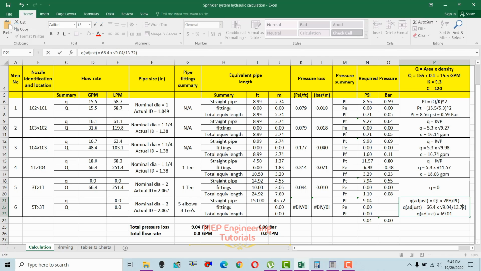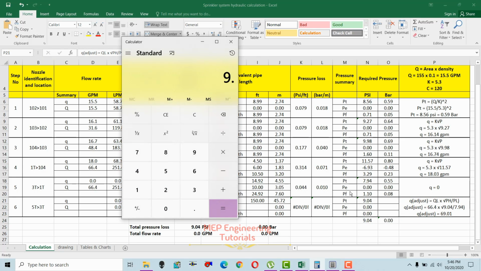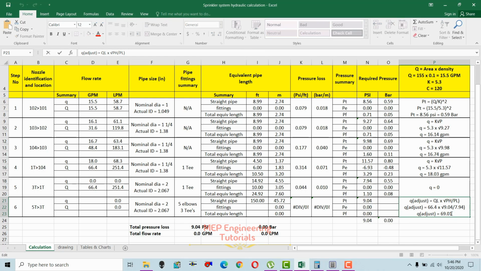And PL is the pressure across the low pressure line, this one, 7.94 psi. So we'll just use this formula: 9.04 divided by 7.94, take the square root of this, multiply with 66.4. So you will get 70.85 GPM.